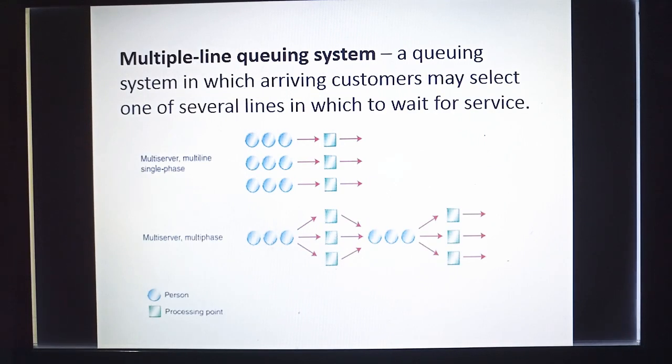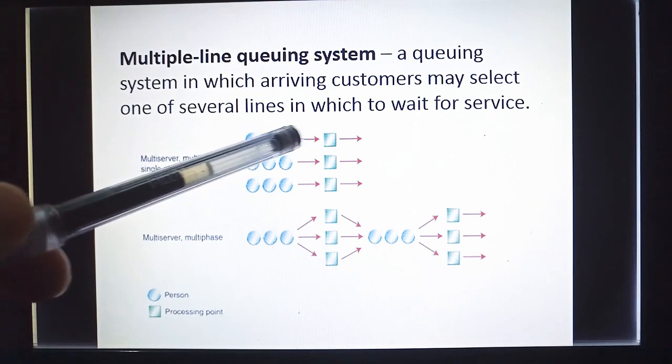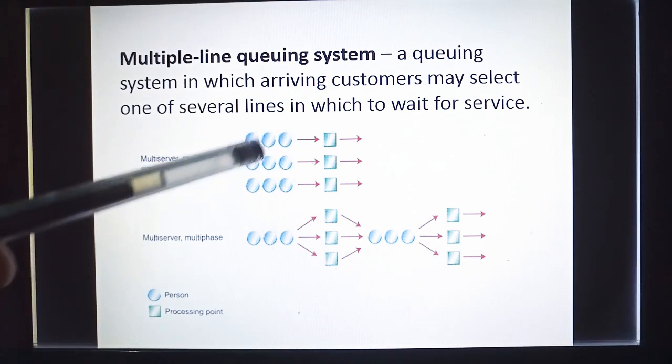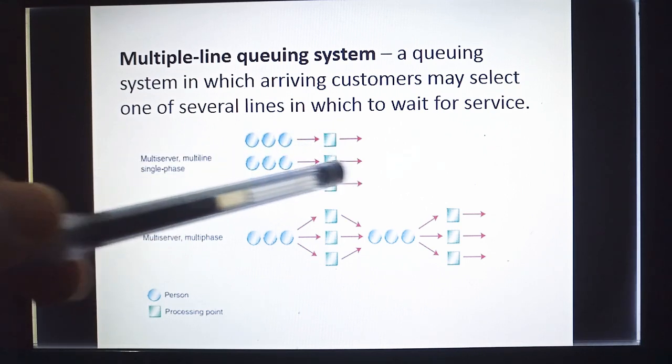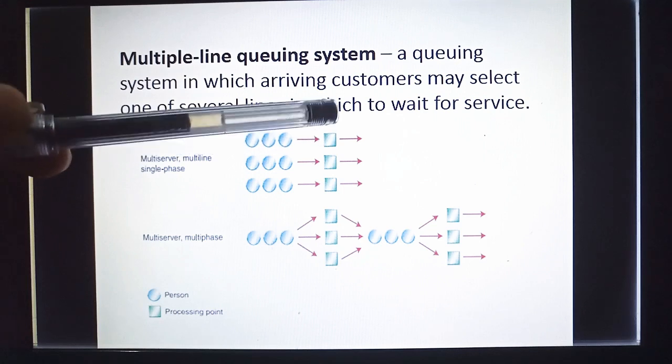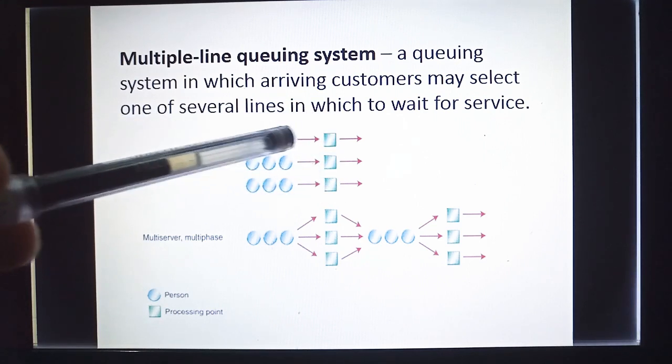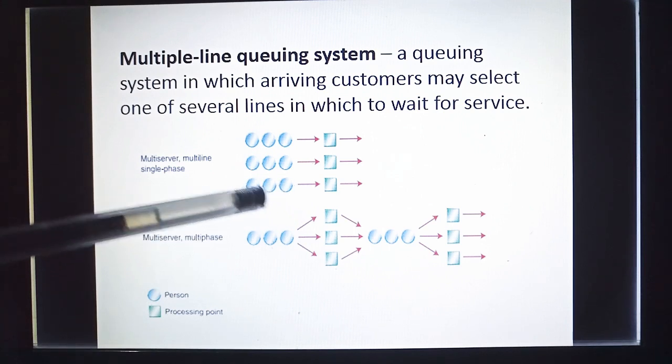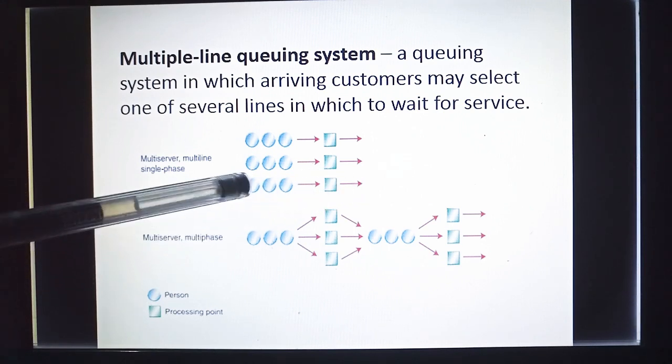Multiple line queuing system: a queuing system in which arriving customers may select one of several lines in which to wait for servers. So we have an example, multi-server, multi-line, single phase. We have 3 lines, for example, and each line will have one server. So we have 3 servers and 3 lines, and then single phase, so 1 line, 1 server.